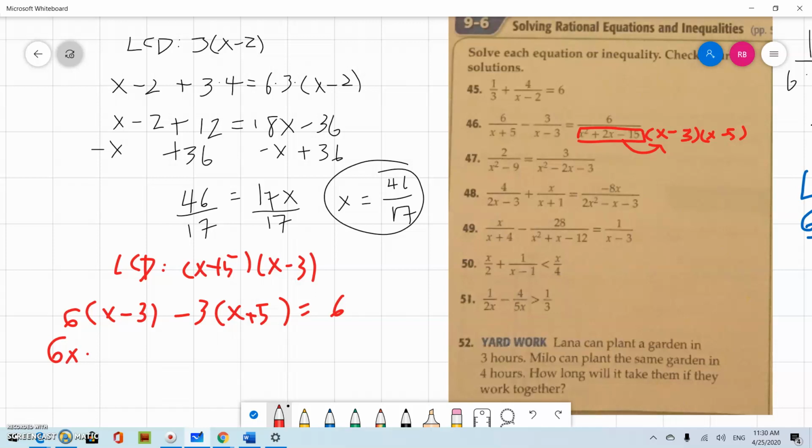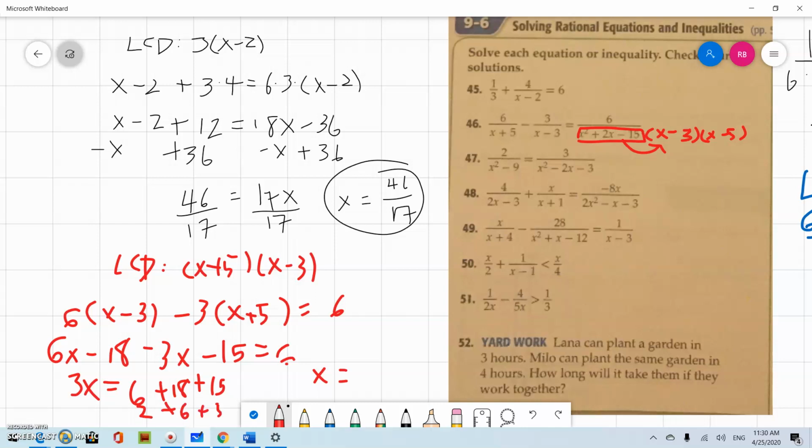So we distribute, and when you distribute this one, make sure that you remember the negative. And let's combine some things and then get rid of 18 and 15. And then when you divide everything by 3, x is equal to 2 plus 6 plus 5, so 13.